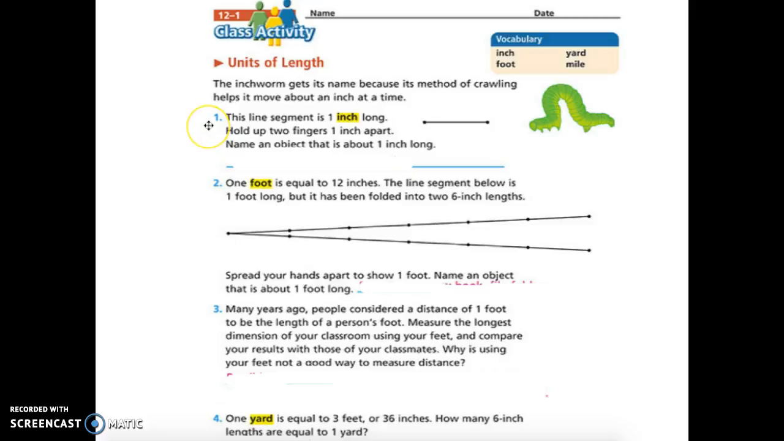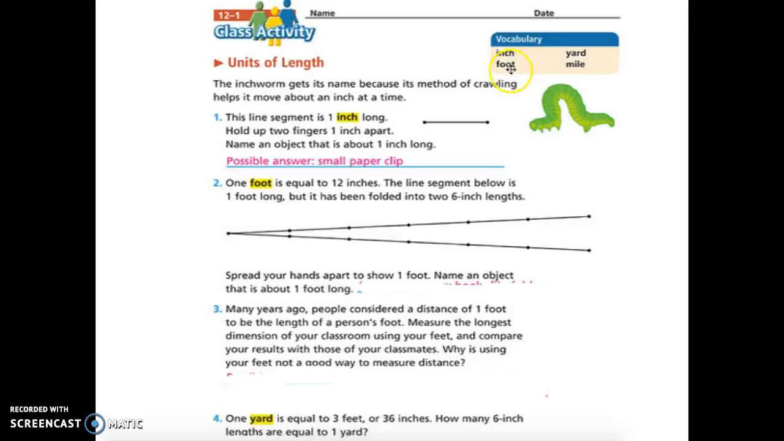First, we're going to look at this inchworm. It says the inchworm gets its name because its method of crawling helps it move forward an inch at a time. The line segment right here is 1 inch long. Hold up your two fingers 1 inch apart and name an object that's about that long. I'm sure you can come up with many of them, but the example that I always think of is a small paper clip is about an inch long.